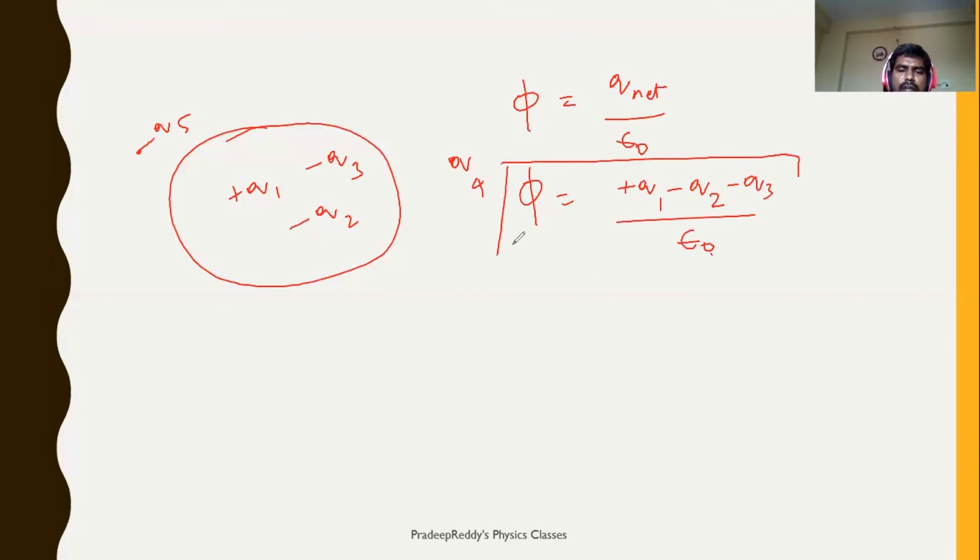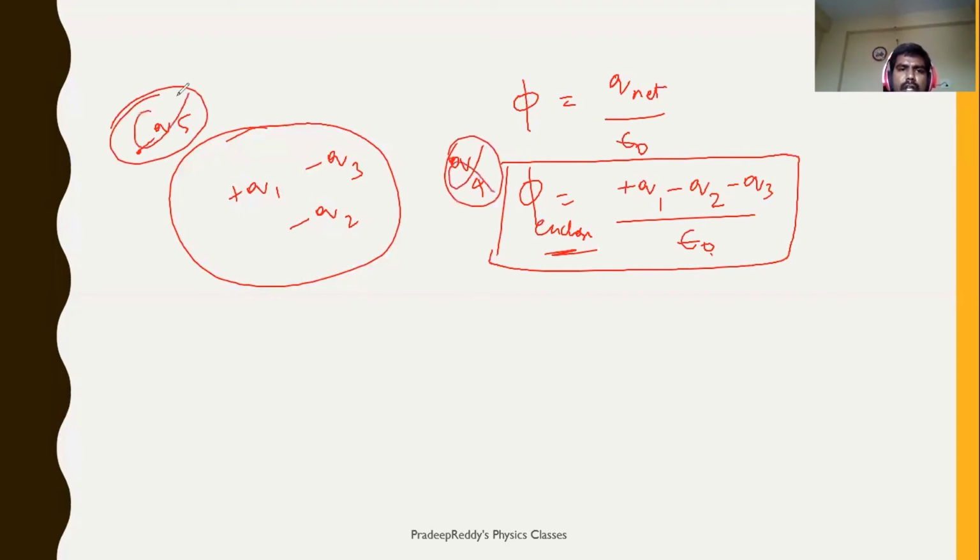This is the total flux enclosed. So as charge enclosed only, you need to take this, minus Q5, and Q4 is useless because it is not enclosed by this surface area. So that is the reason why only those charges which are enclosed in the surface area I am considering in Gauss law. So Q enclosed will be plus Q1 minus Q2 minus Q3 by epsilon naught.